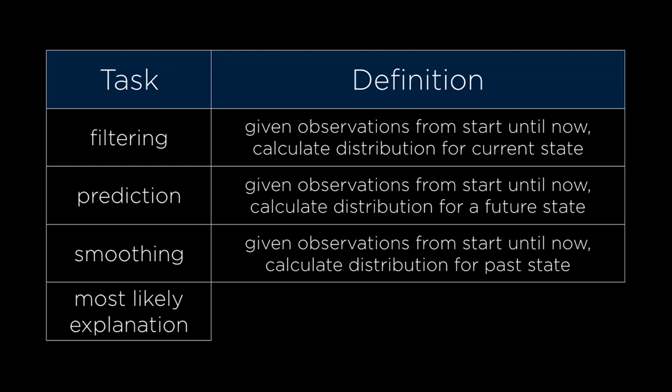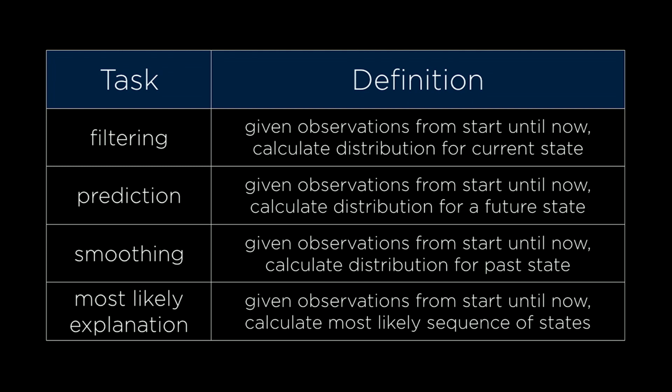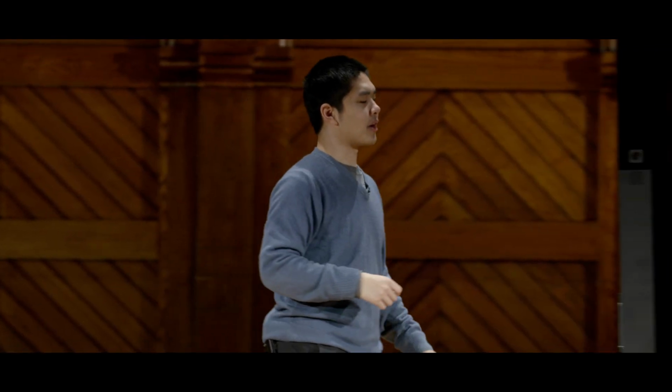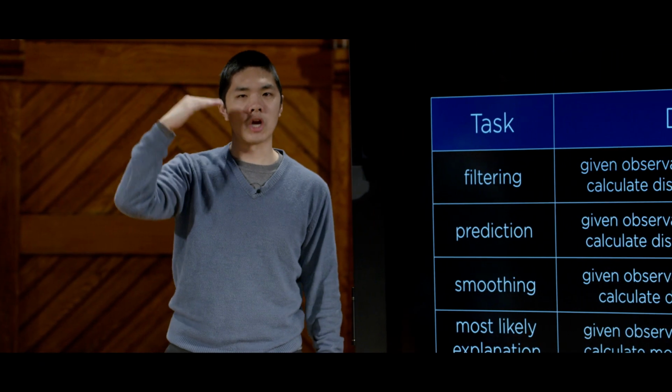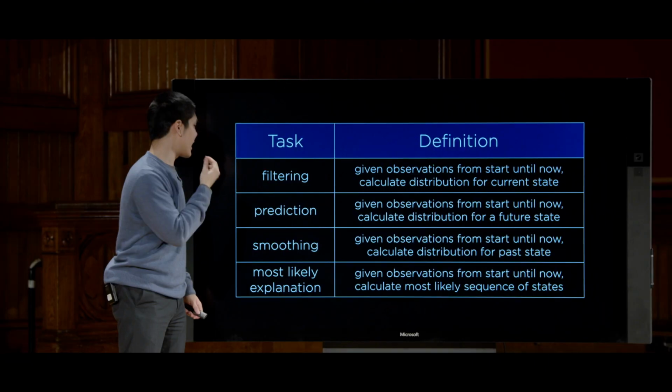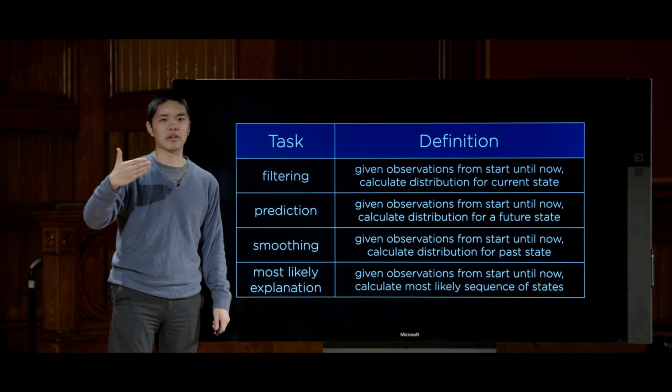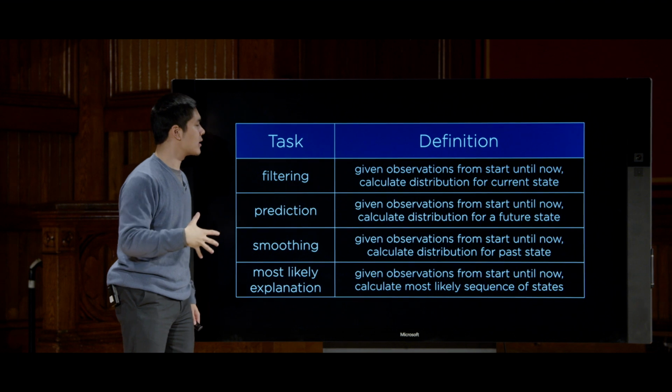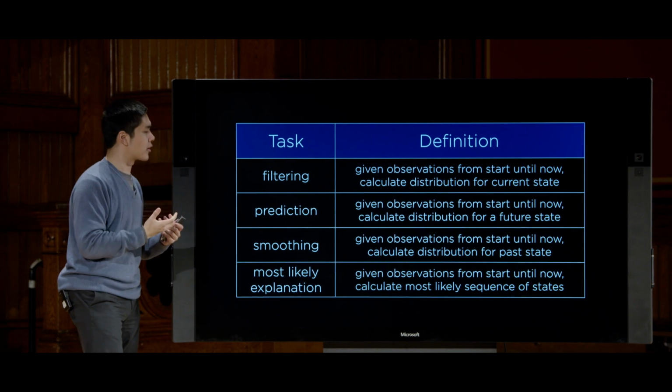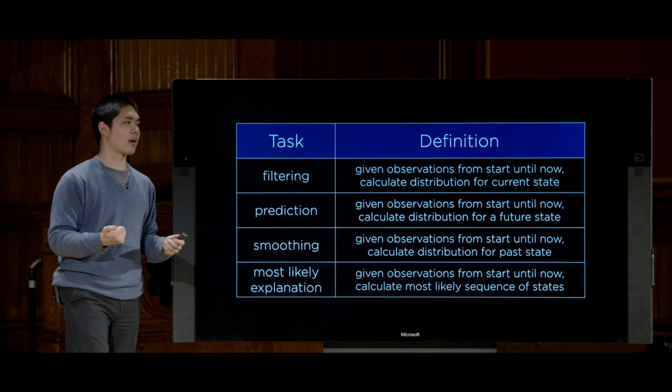And there's also a most likely explanation task, in addition to other tasks that might exist as well, which is combining some of these: given observations from the start up until now, figuring out the most likely sequence of states. And this is what we're going to take a look at now, this idea that if I have all these observations, umbrella, no umbrella, umbrella, no umbrella, can I calculate the most likely states of sun, rain, and whatnot that actually represented the true weather that would produce these observations.